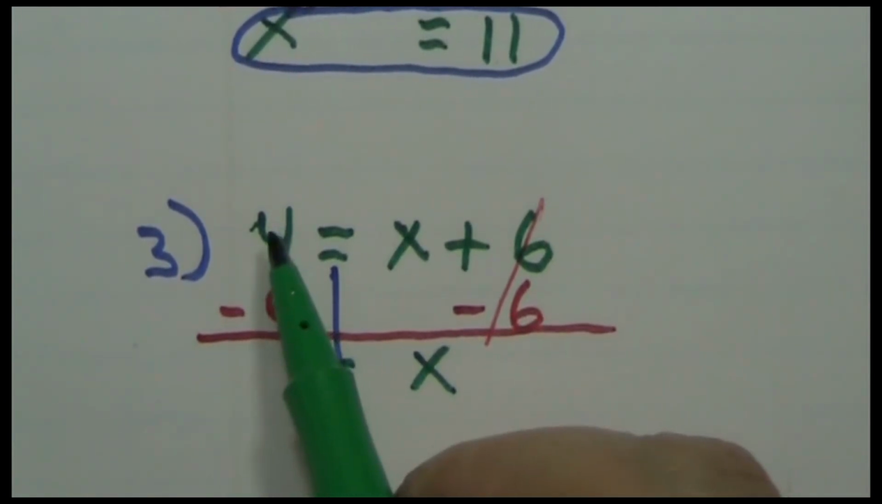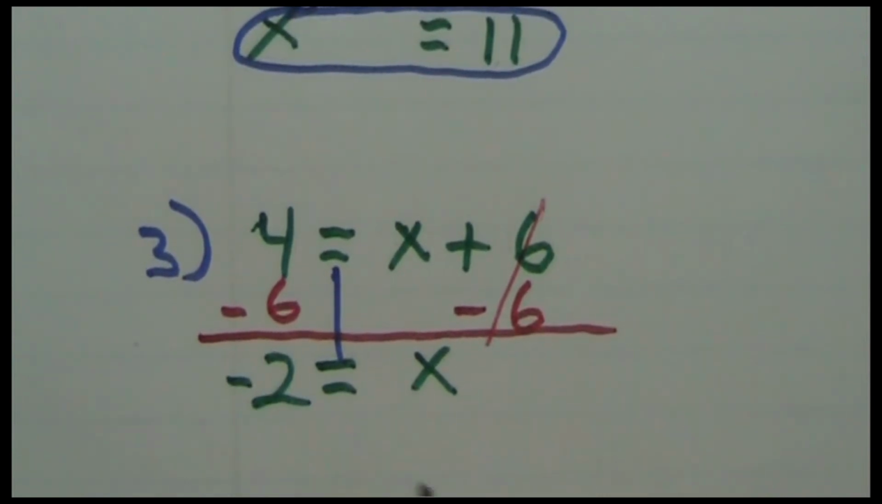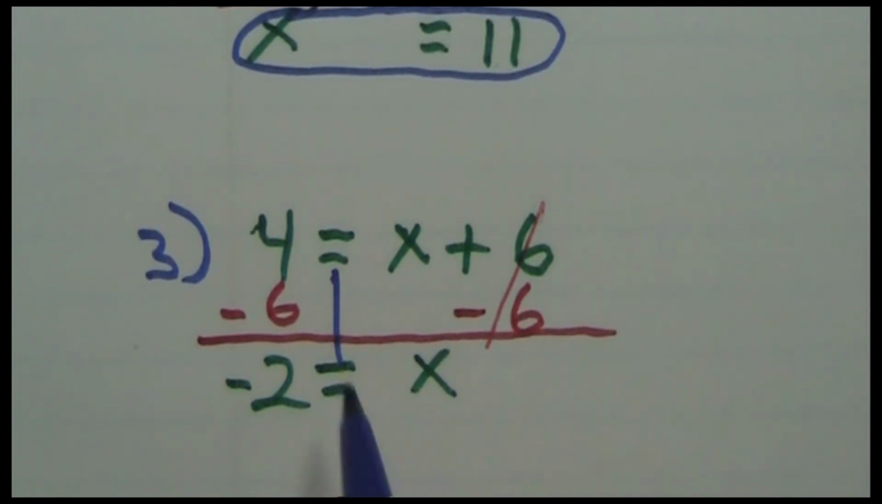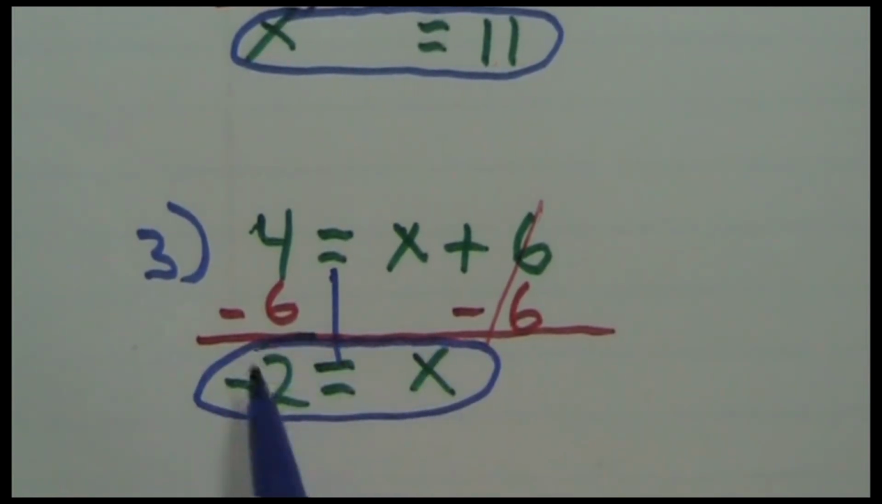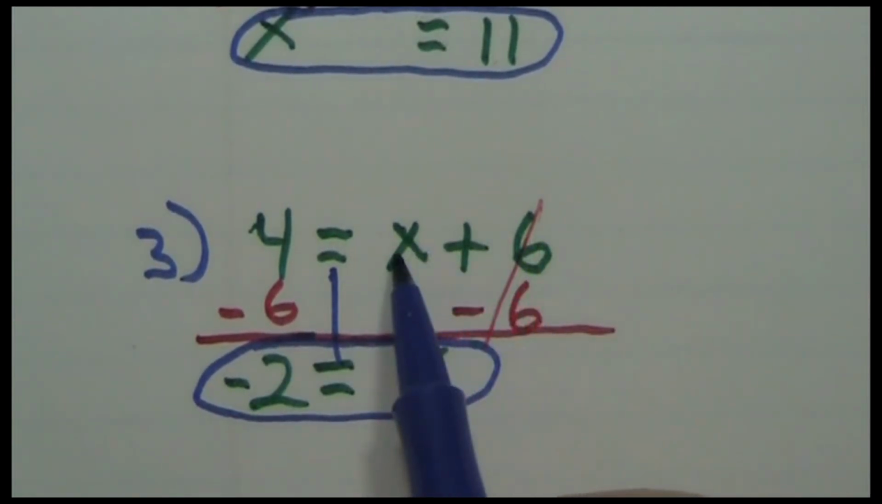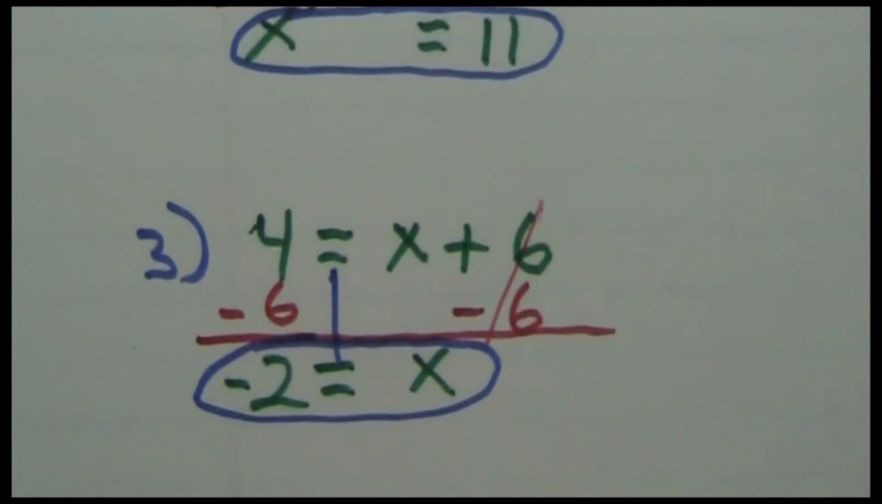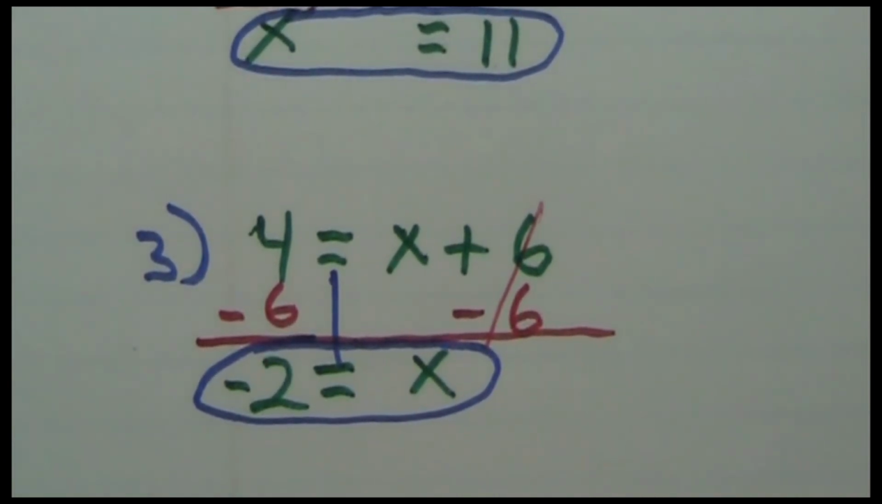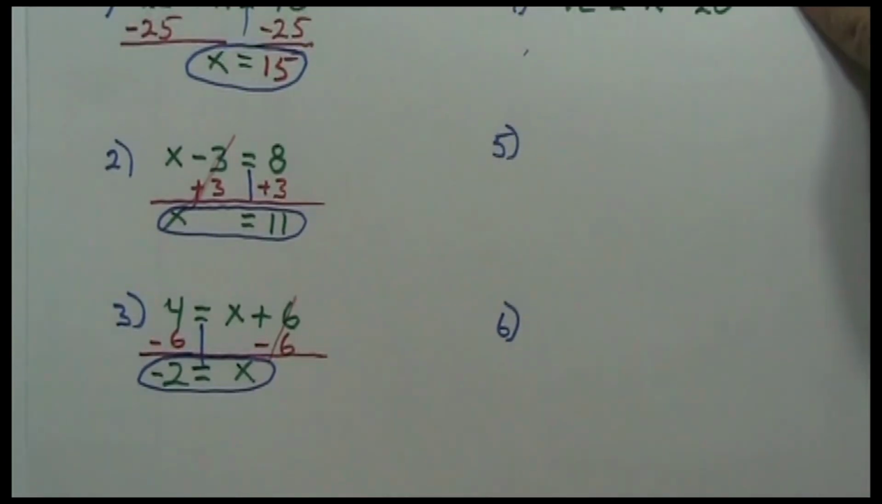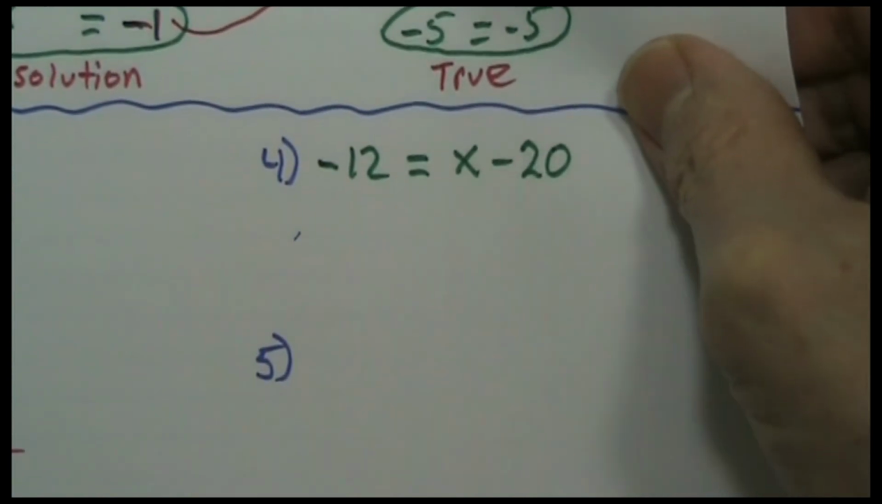6 negatives, 4 positives. That's negative 2. And if you plug this in there, you could see that 6 and negative 2, 6 minus 2 is 4. It works. Okay, so now let's go to number 4.